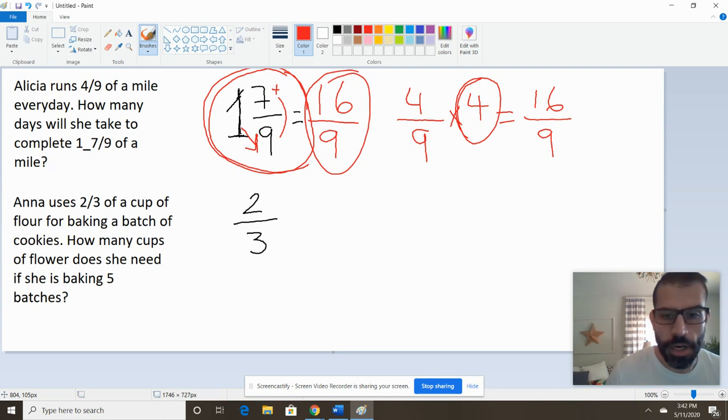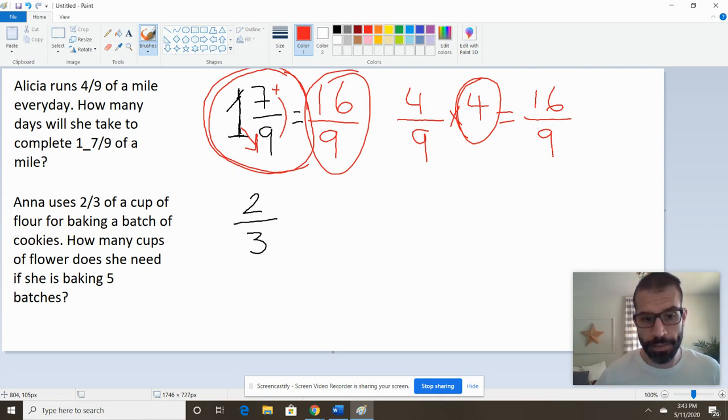Let's move to our second problem. Our second problem reads, Anna uses 2/3 of a cup of flour for baking a batch of cookies. How many cups of flour does she need if she's baking 5 batches? So if you read the information in this problem, it's pretty clear that we're going to multiply 2/3 times 5. Some of you guys have been using repeated addition, and I've seen the fraction 2/3 written 5 different times, and then you just go ahead and add.